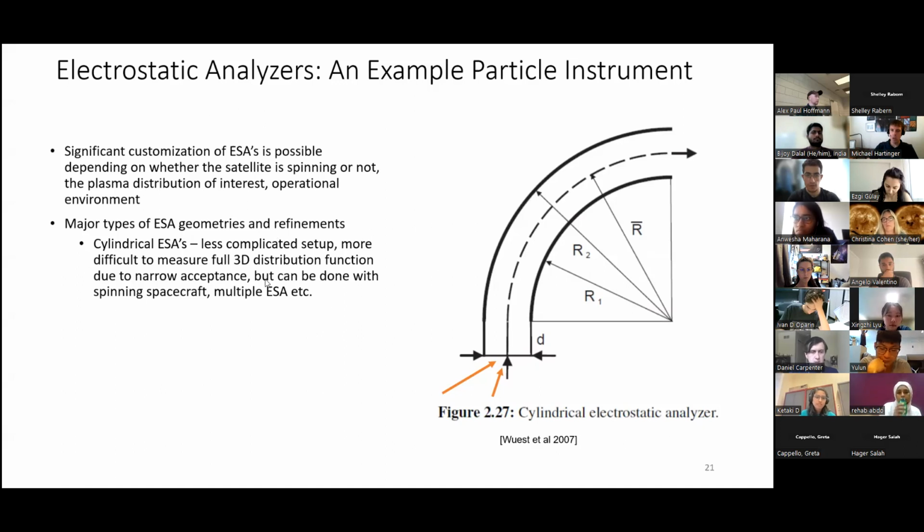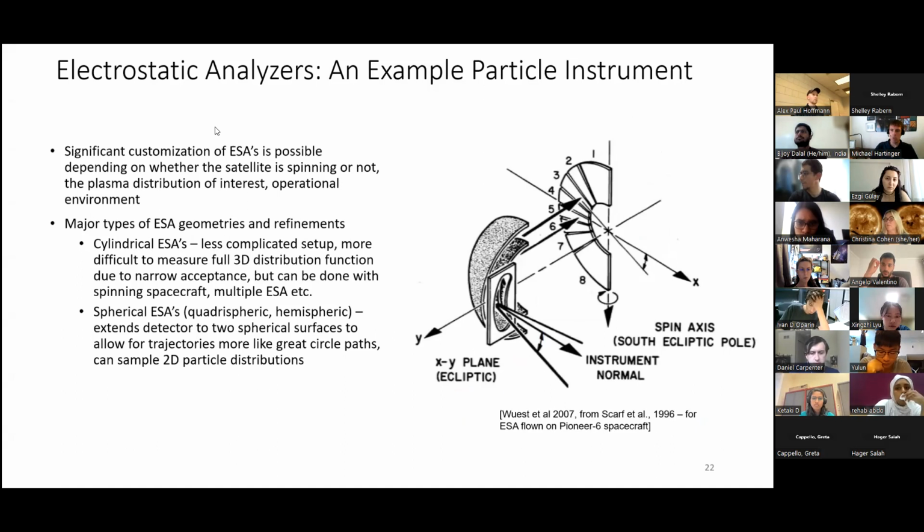So cylindrical ESAs are kind of the simplest one that doesn't address this. They're less complicated, but they're more difficult to measure the full 3D distribution function due to the narrow acceptance here. But you can do it with a spinning spacecraft or with multiple cylindrical ESAs. But more common is to use some other geometries.